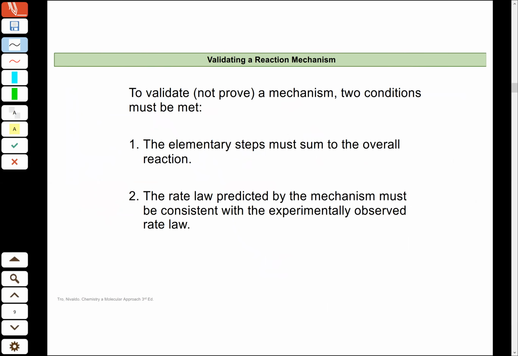When we are evaluating a mechanism and we want to validate it, this won't be proving it exactly. That's something that has to happen in the lab. But to validate a mechanism, we're going to want to first show that our elementary steps sum up to the overall reaction, like we did earlier. And we're going to want to make sure that the rate law that's predicted by the mechanism is consistent with something that we observe experimentally. And so we'll be able to compare the experimental rate law with the one that we predict based on our mechanism's elementary steps.